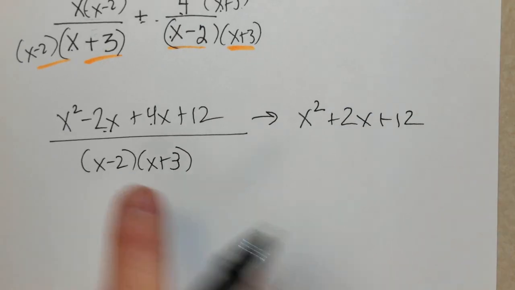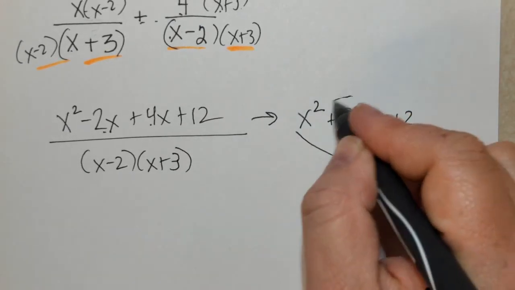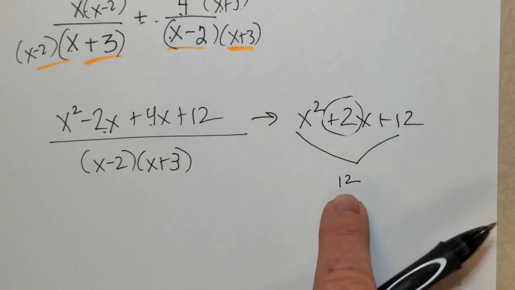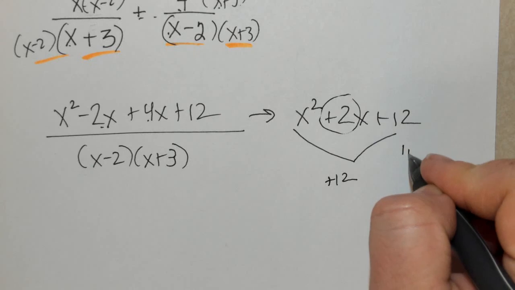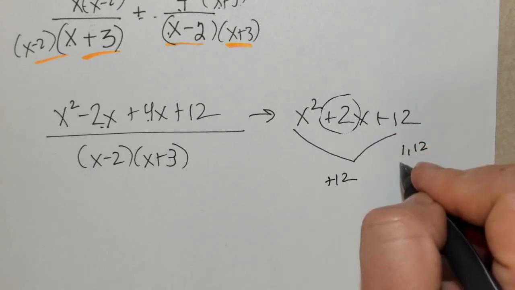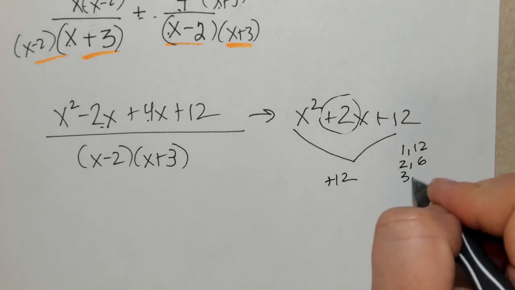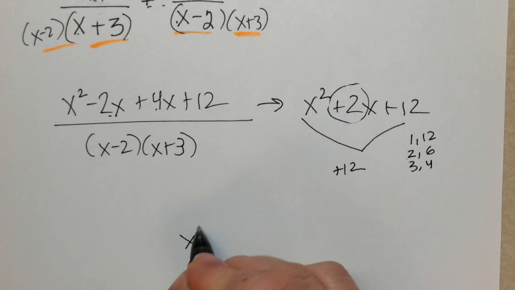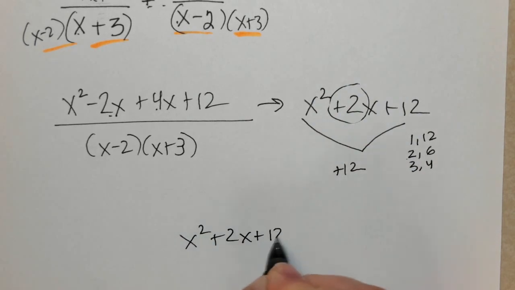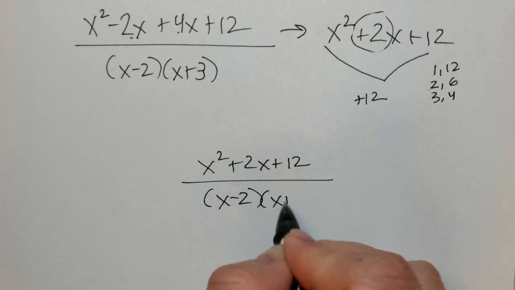Now before I put this on the bottom, let's see, is this factorable? 1 times 12 is 12. Are there two numbers that multiply to give us positive 12 and the difference is positive 2? Let's see, 1 and 12, okay, the difference is not 2. 2 and 6, the difference is not 2. 3 and 4, the difference is not 2. Okay, that means this is not factorable. So there's the top, and the bottom is x minus 2 and x plus 3.